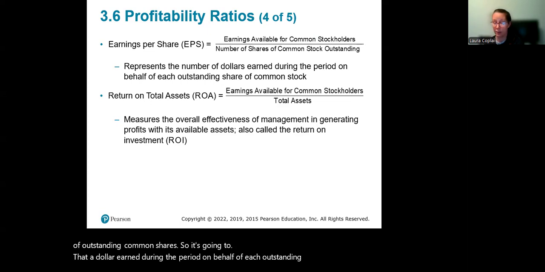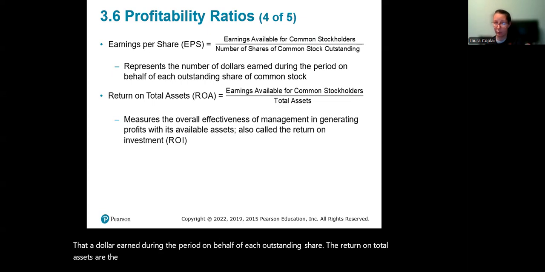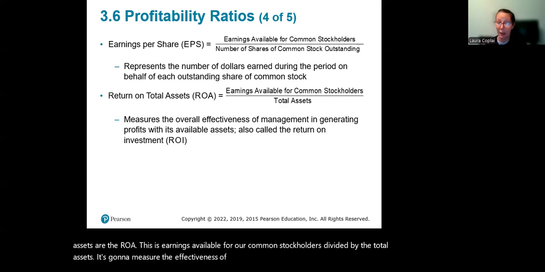The return on total assets, or the ROA. This is earnings available for our common stockholders divided by the total assets. It's going to measure the effectiveness of management in generating profit with its available assets. It's also called the return on investment, or ROI.